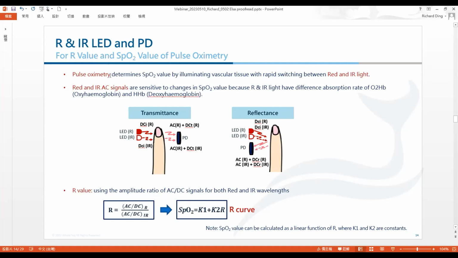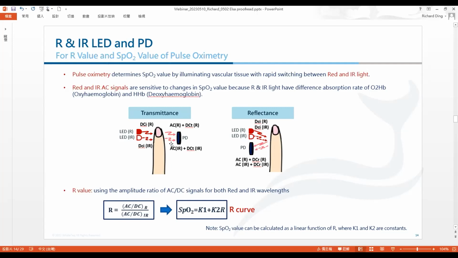Okay, the pulse oximeter determines SpO2 value by illuminating vascular tissue with rapid switching between red and IR light. Okay, that means the red and IR emit the light to the skin. For transmittance, the light will transmit to the other side of the finger, right? And the PD at this side detects the change, the red and the infrared change.